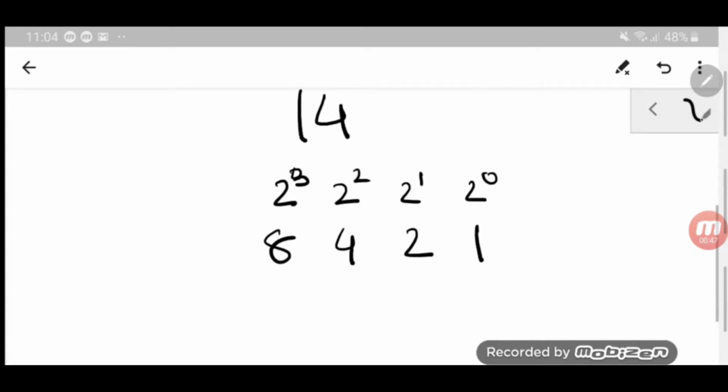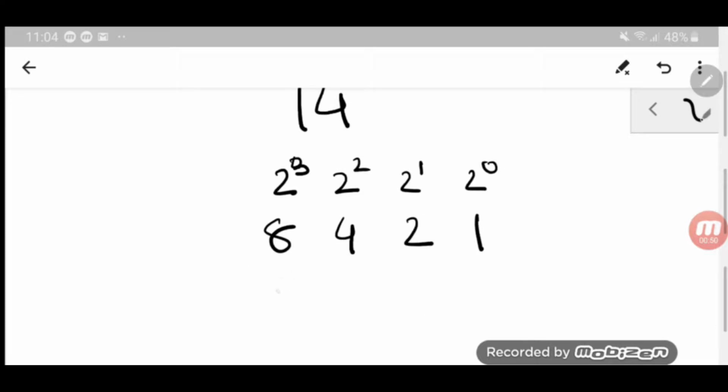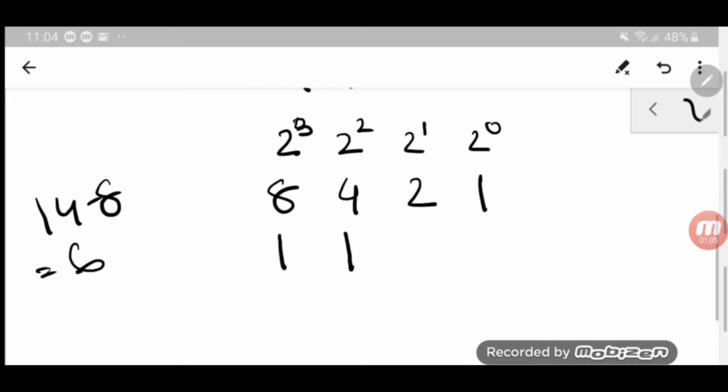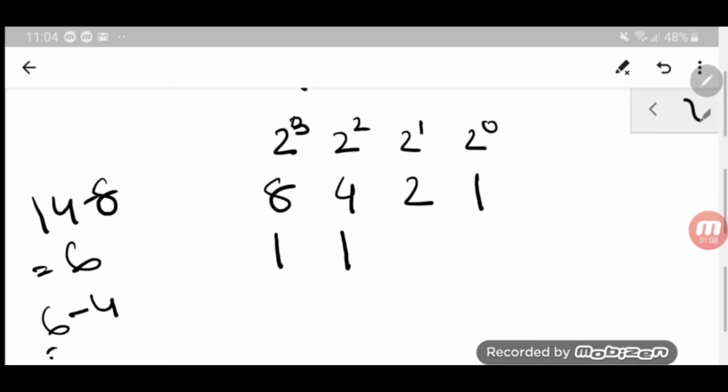So for the representation of 14, we need a 1 under the place value of 8. So 14 minus 8 equals 6. So it's greater than 4, so let's place a 1 under 4. 6 minus 4 equals 2. It is equal to 2, so let's place a 1 under the place value 2. And 2 minus 2 equals 0. It's less than 1, so let's place a 0 under the place value 1.